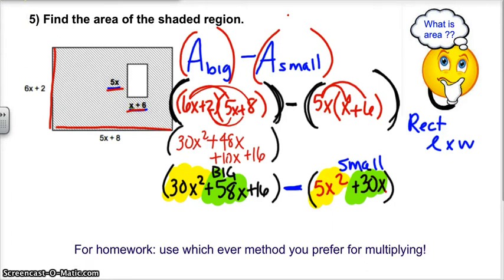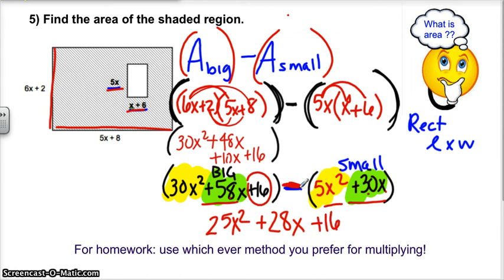All right, so now let's subtract. I'm going to take what's highlighted in yellow and subtract. So 30 minus 5 is a 25x squared. The greens, subtract. 58 minus 30 is a positive 28x. And then that 16 minus nothing is just 16.